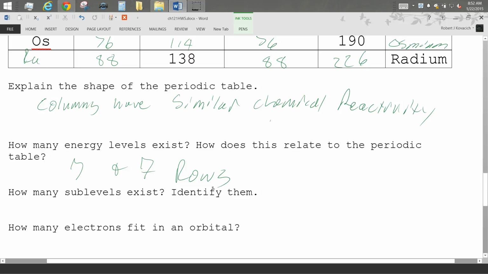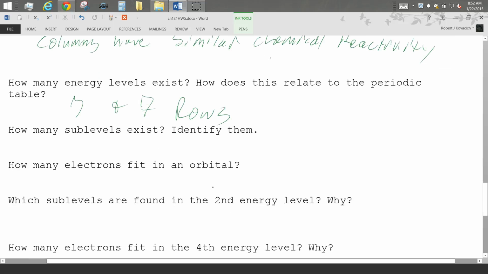Sublevels? 7. Why are there 7 sublevels? This isn't the question, but why are there 7 sublevels? Each energy level has its number of sublevels, so if there's an energy level number 7, that means there are 7 sublevels in energy level 7. It's the only energy level that has 7 sublevels, but there are 7 possible sublevels. So they're S, P, D, F, and then G, H, and I.